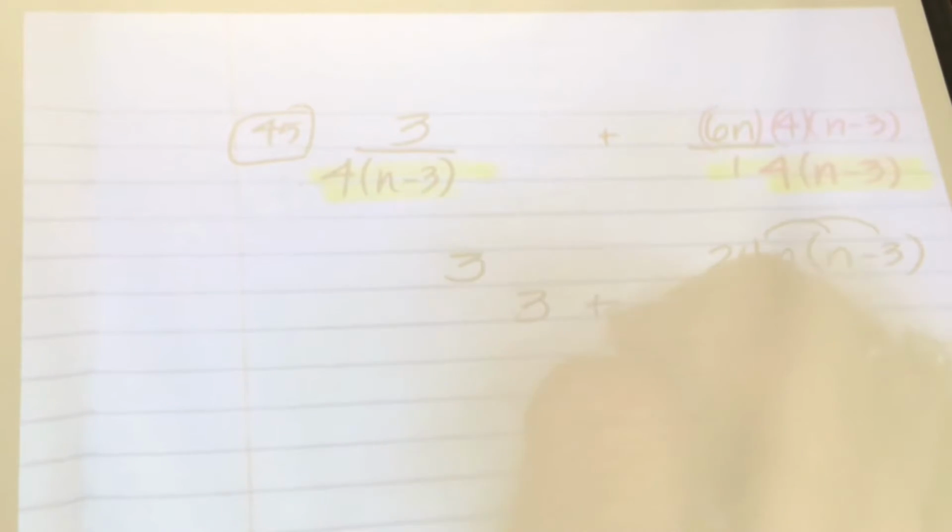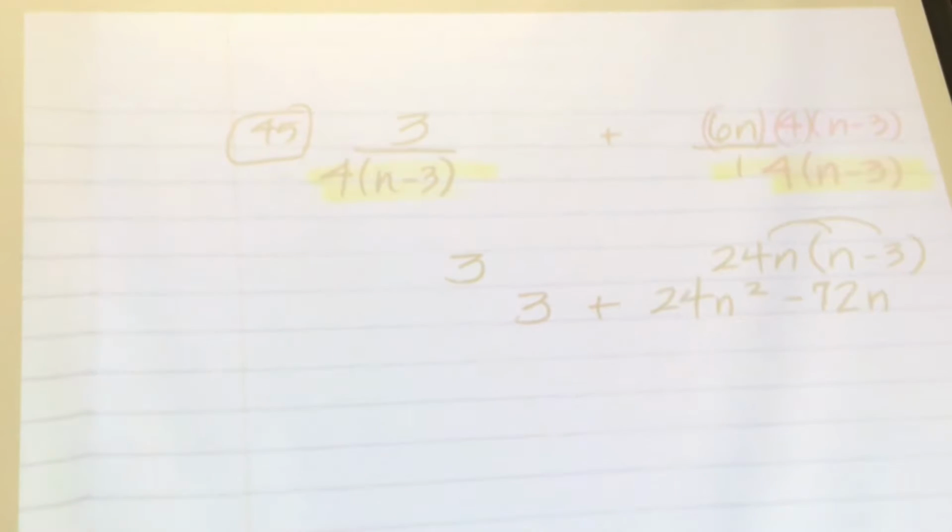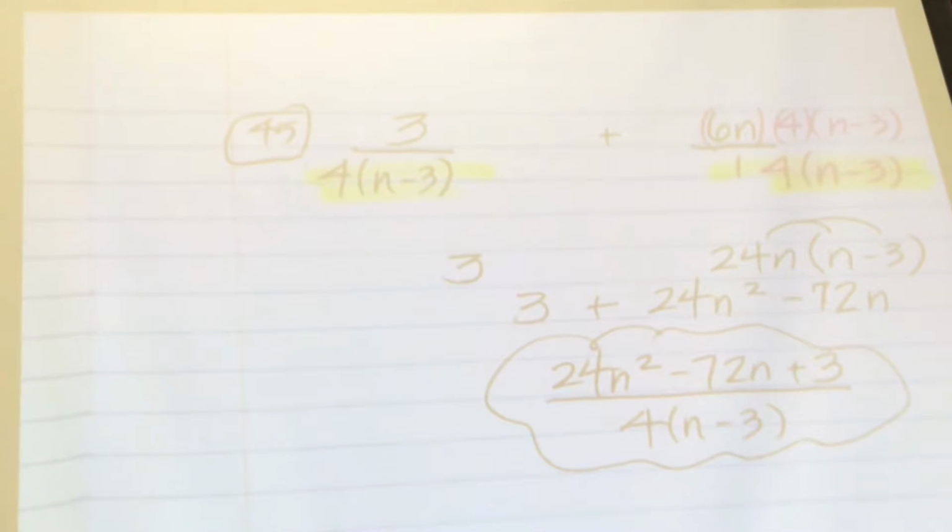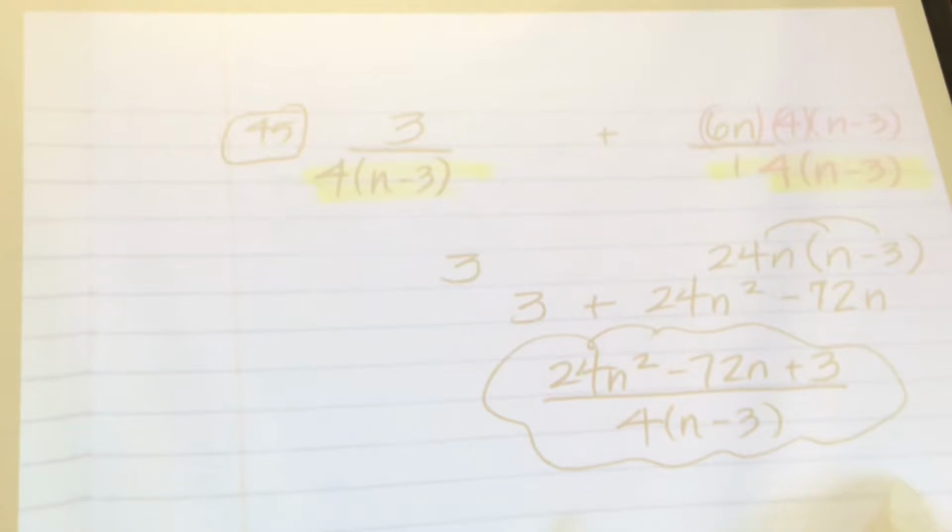So I have 3 plus 24n squared minus 72n. Let's just put it in order now. 24n squared minus 72n plus 3 over 4 times n minus 3. Questions on 45? 47.